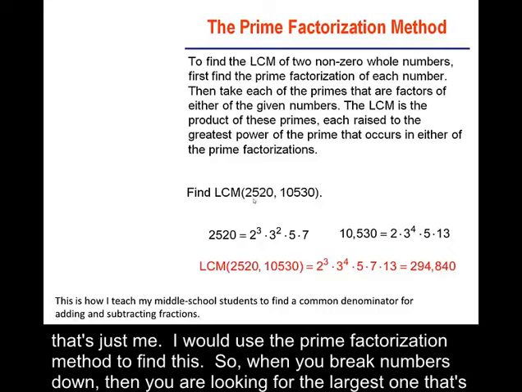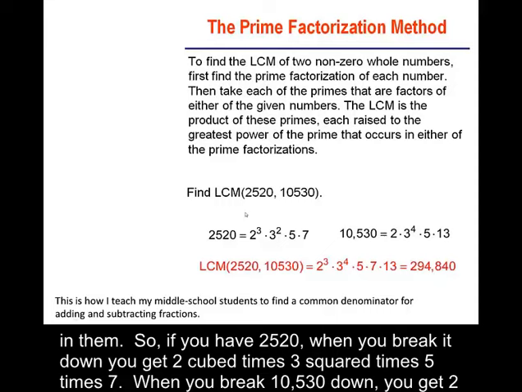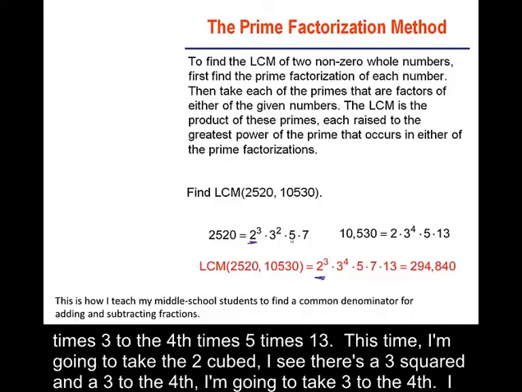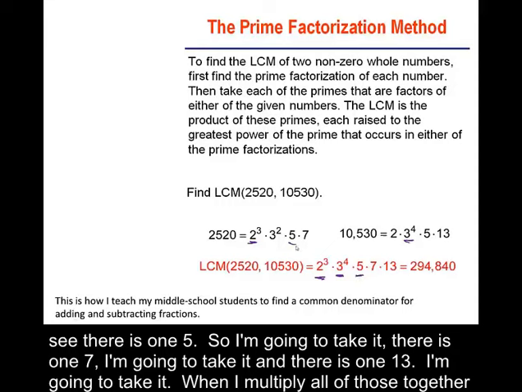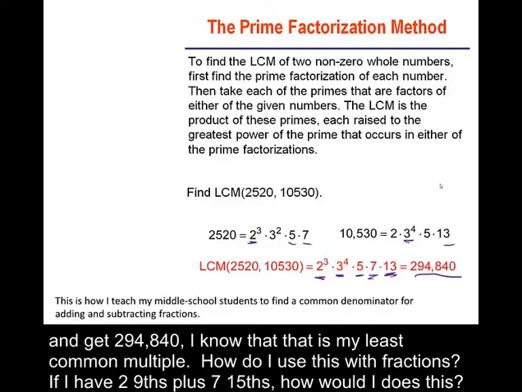When you break numbers down, you're looking for the largest one that's in them. So if you have 2,520, when you break it down, you get 2 cubed times 3 squared times 5 times 7. When you break 10,530 down, you get 2 times 3 to the 4th times 5 times 13. This time I'm going to take the 2 cubed. I see there's a 3 squared and a 3 to the 4th; I'm going to take 3 to the 4th. I see there's one 5, so I'm going to take it. There's one 7, I'm going to take it. And there's one 13, I'm going to take it. When I multiply all those together and get 294,840, I know that's my least common multiple.